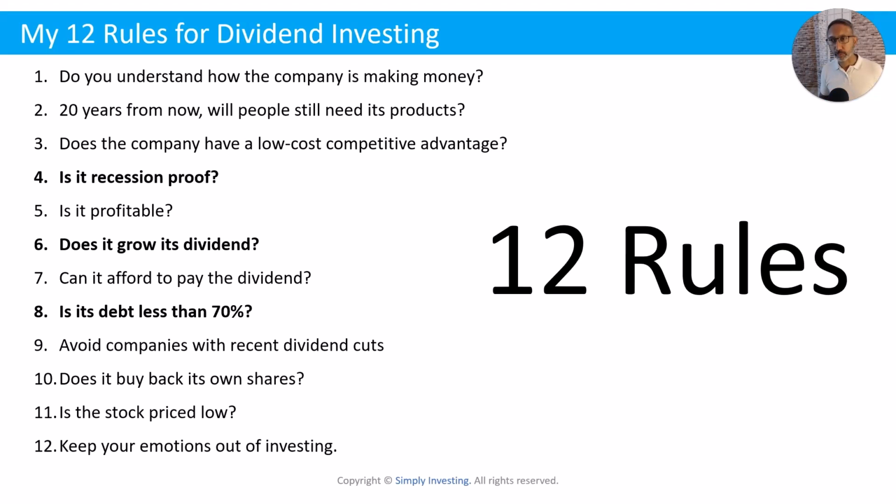So rule number 1, do you understand how the company is making money? If not, skip it, move on to something else. Rule number 2, 20 years from now, will people still need its products and services? Rule number 3, does the company have a low-cost competitive advantage? Rule number 4, we already talked about in this episode, is the company recession-proof? Rule number 5, is it profitable? Rule number 6, we already talked about in this episode as well. We looked at the last 20-year history of the company's dividend growth.